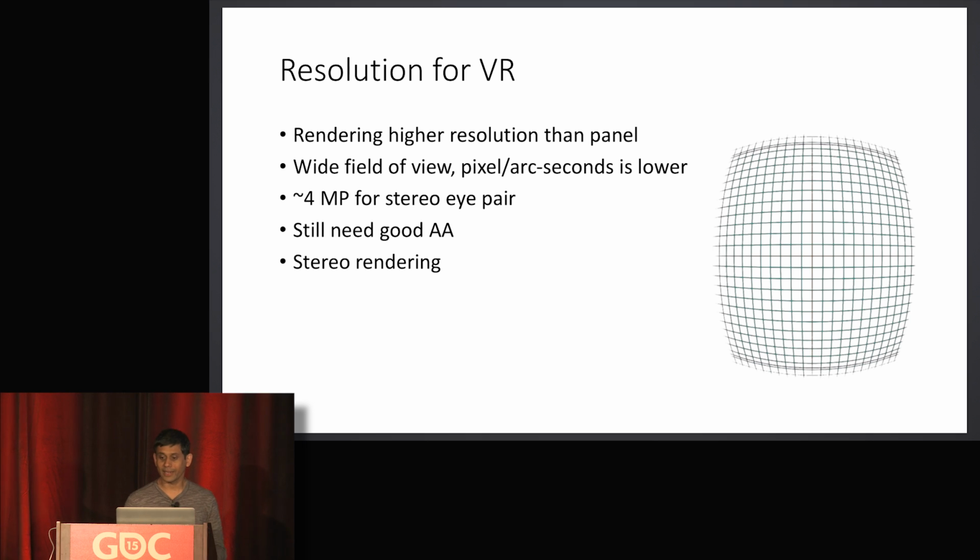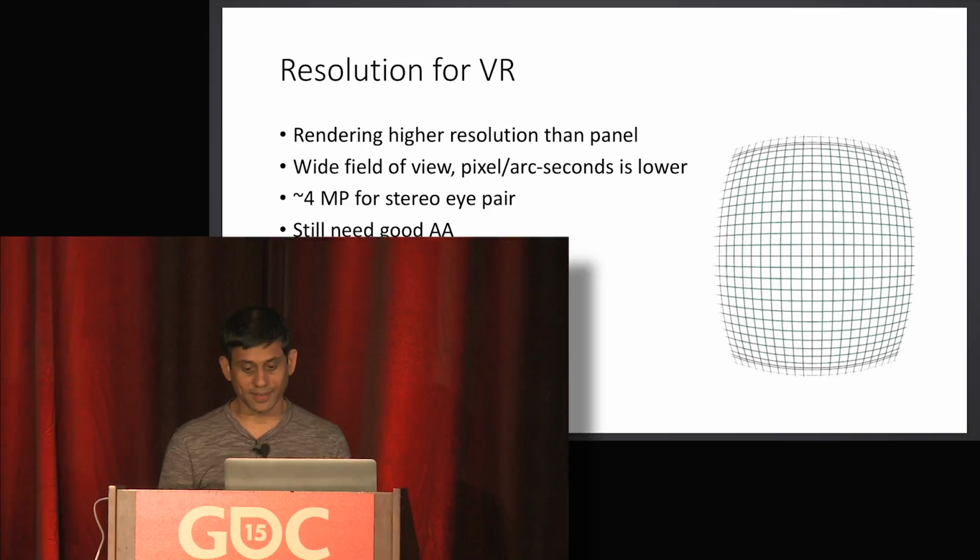But we want to render at even higher resolution than the panel. This is because of lens distortion correction that we do. This distortion stretches pixels near the center and squishes them near the edges. To get great quality near the center, where the stretching happens, we need even more pixels in our rendered images. So we're looking to push almost 4 megapixels across both eyes. And even after this, we still really want high-quality anti-aliasing to be applied to the rendering.